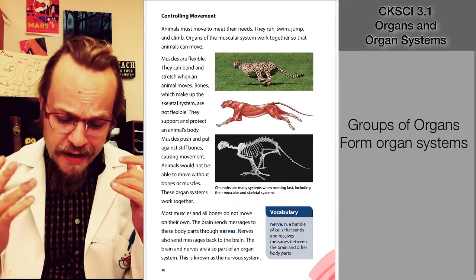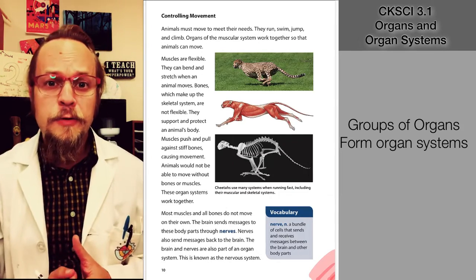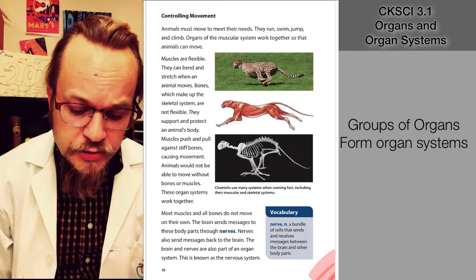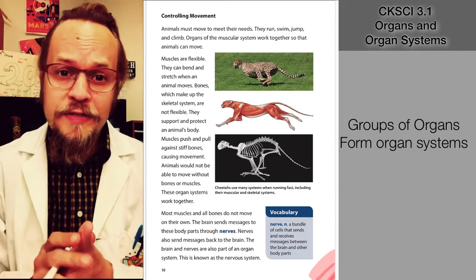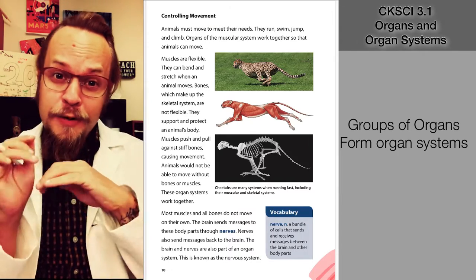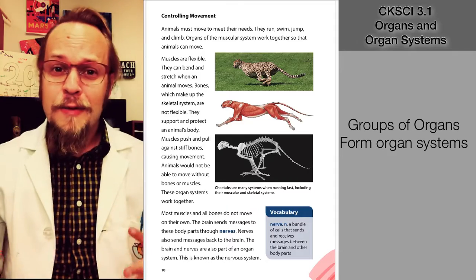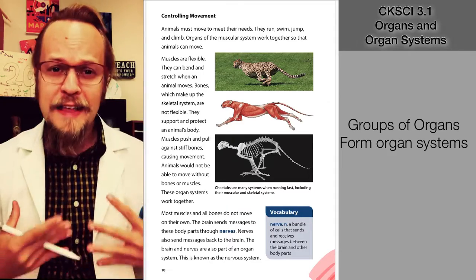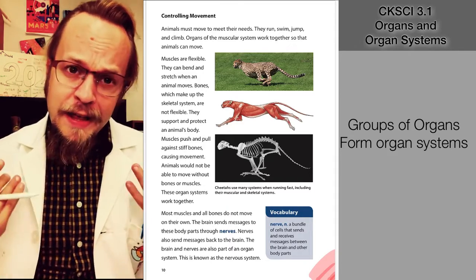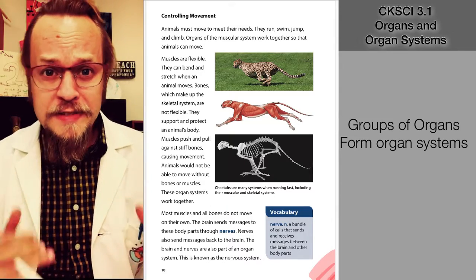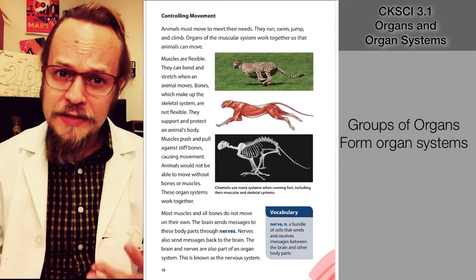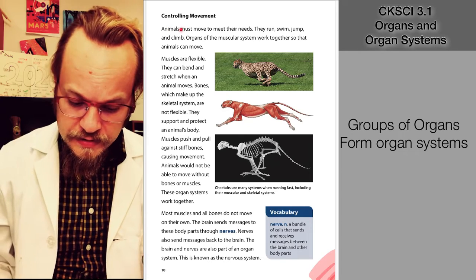All right, and our last organ system that we're talking about is how to control movement. We've talked about eating food and getting rid of that waste. We talked about breathing and getting that oxygen to our blood. The last thing that organ systems help us do is help us to control movement.